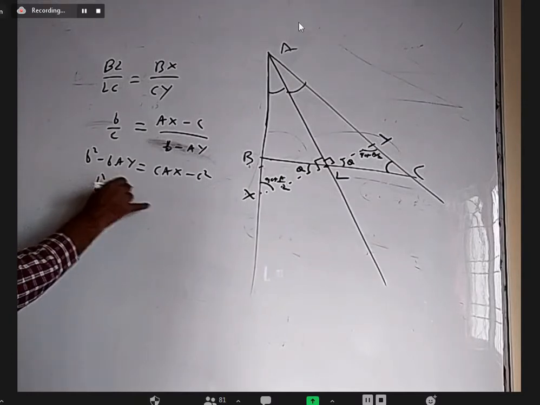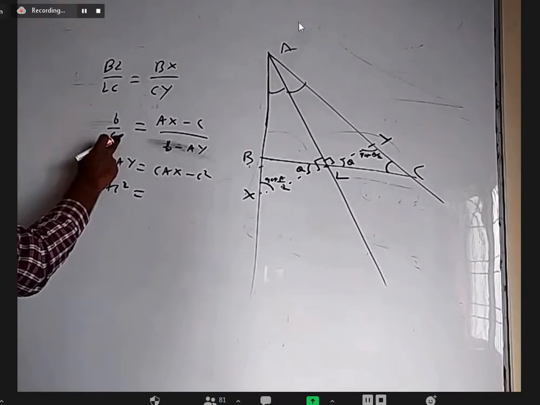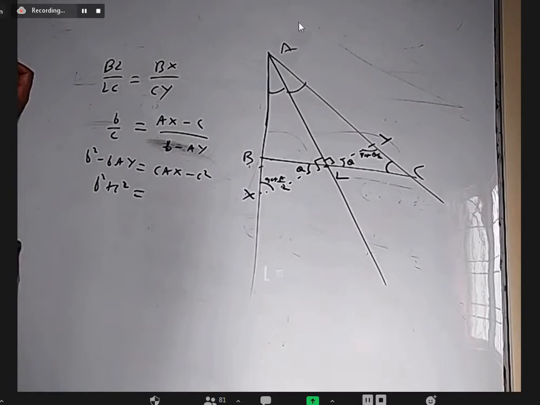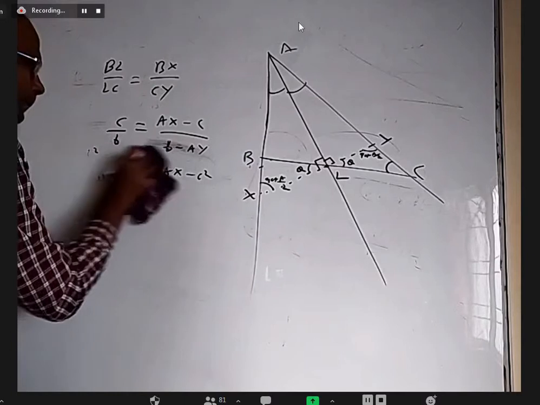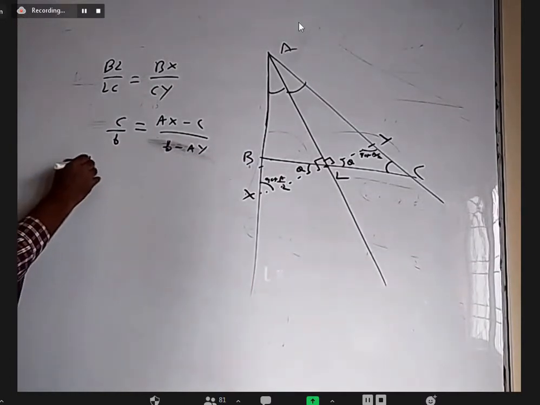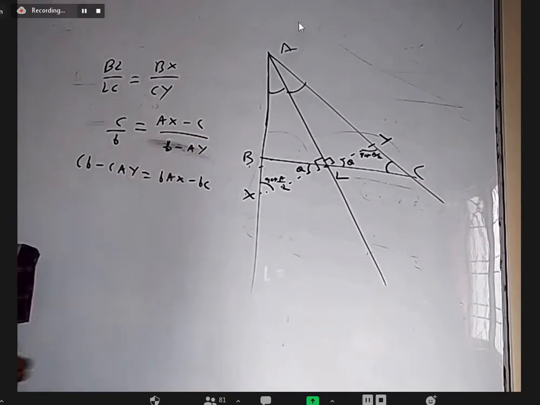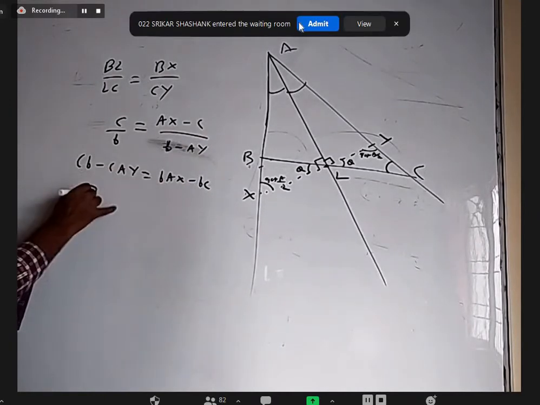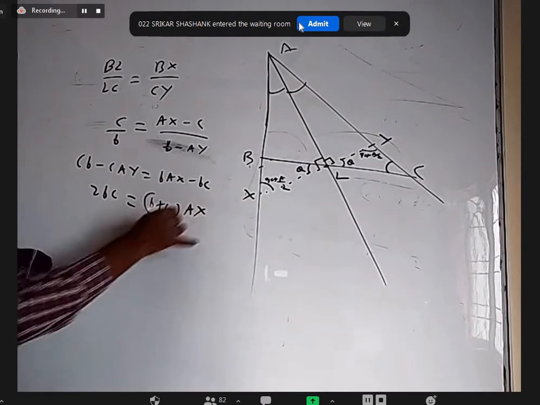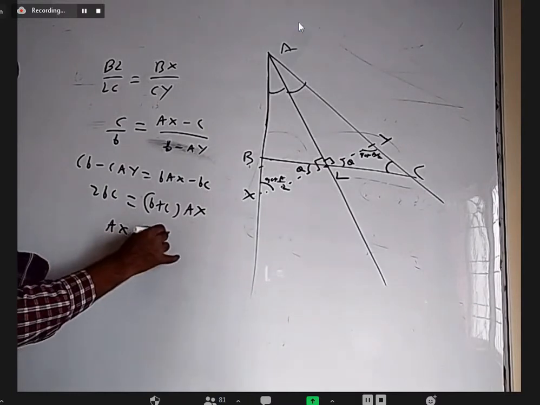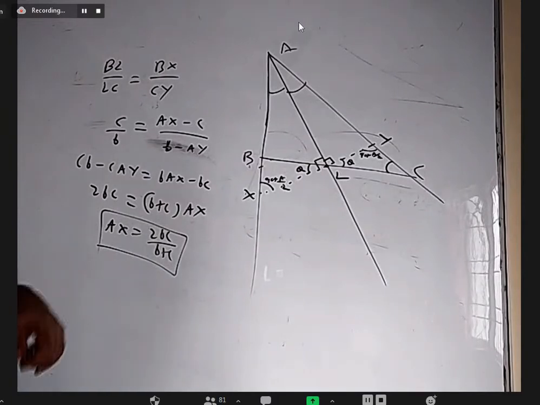B square plus C square is equal to, B square plus C square is not good here. This ratio is wrong, is it? This is B by B, okay. CB minus CAY is equal to BAX minus BC. If I bring here, 2BC is equal to B plus C. AX and AY is same, so I'm writing AX. AX is equal to 2BC by B plus C. Okay, this method 3 is not so required.